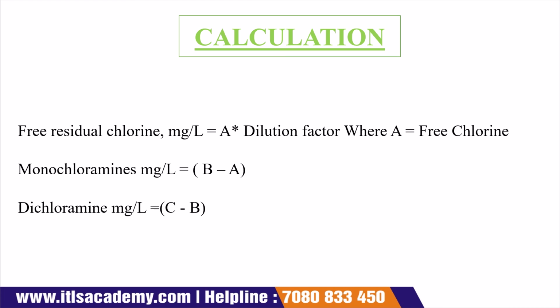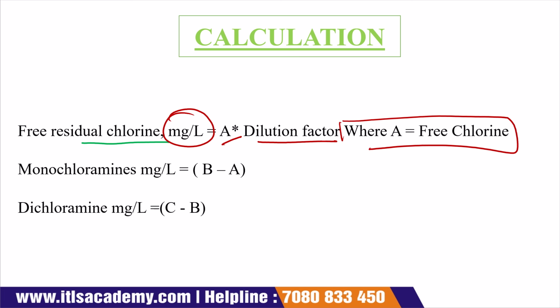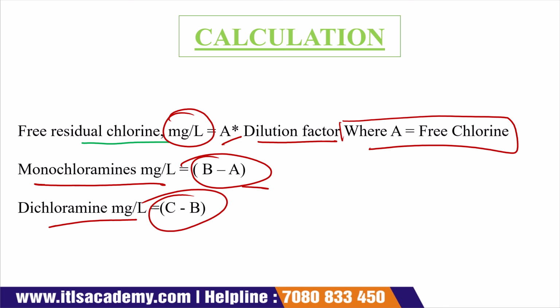Now the next is the calculation. Calculation is very simple. Free residual chlorine in milligram per liter is equal to A multiplied by the dilution factor. A is the free chlorine. Monochloramine in milligram is equal to B minus A, which I already told you. Dichloramine is C minus B. So this is all about the determination of free residual chlorine by the DPD method. I hope you will understand.